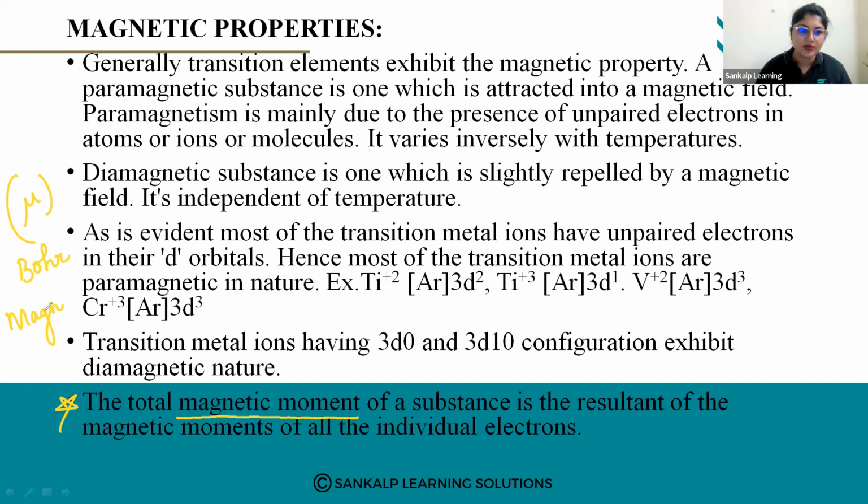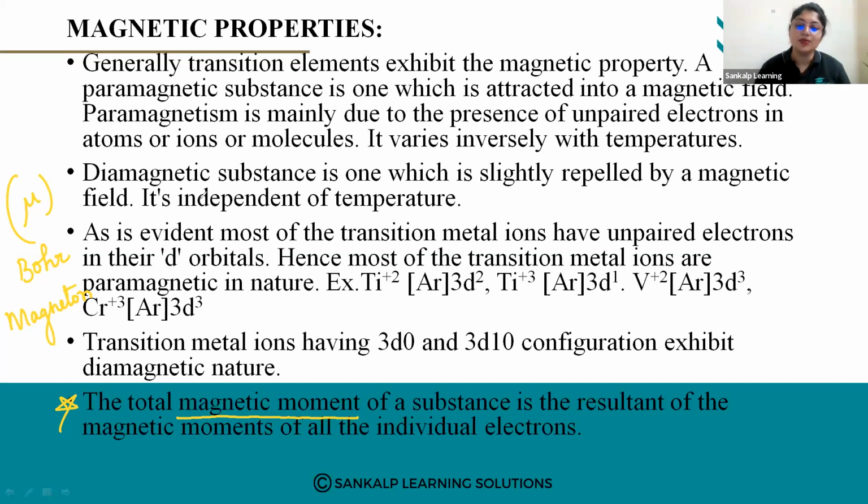Very important: important questions are asked based on the Bohr magneton. So magnetic moment is given as mu, and its unit is Bohr magneton. Magnetic moment is related to the number of unpaired electrons, so you have to calculate the number of unpaired electrons. The paramagnetism is measured in terms of magnetic moment, and its unit is Bohr magneton.